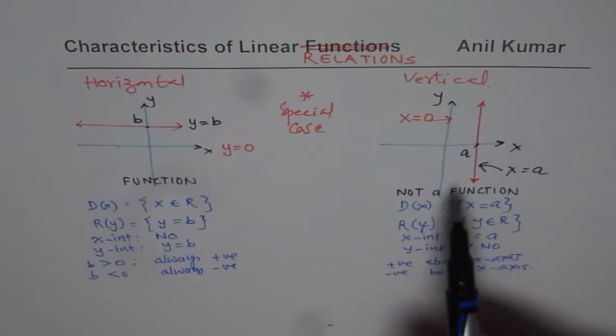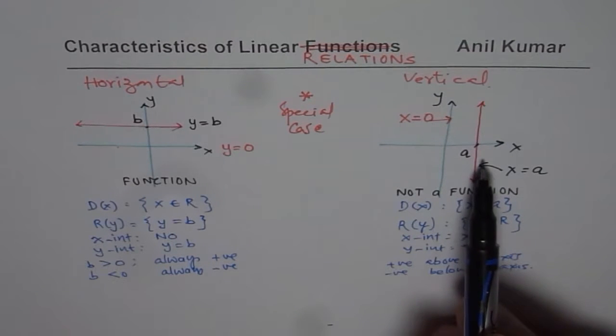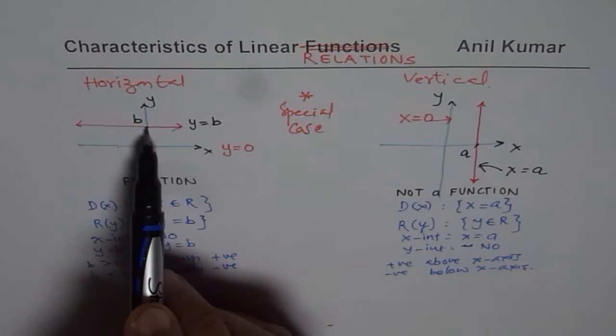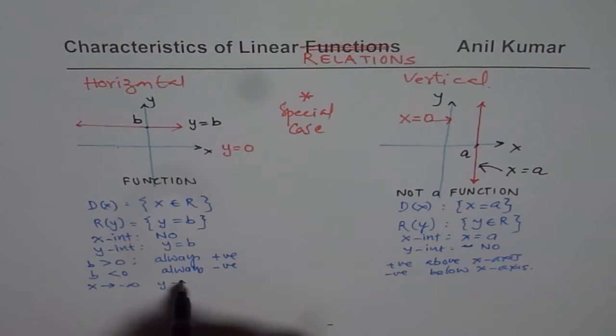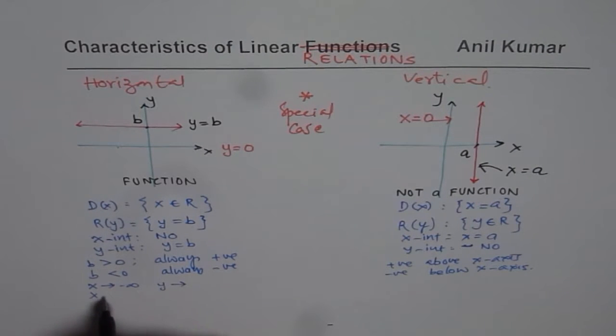Now, as far as the end behavior is concerned, in the first case, as x approaches negative infinity, y approaches what? As x approaches positive infinity, y approaches what? Since y is always b, it is just b. It is in fact equal to b, right? So that is the kind of end behavior.